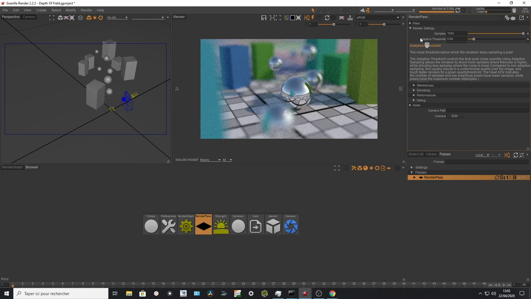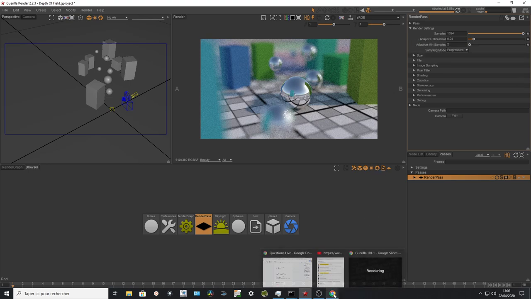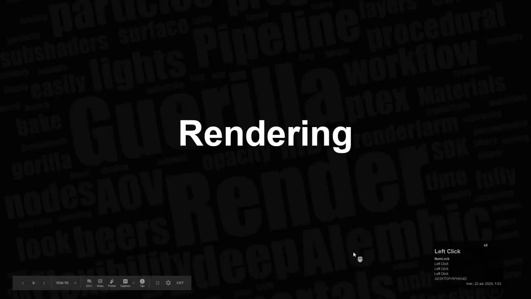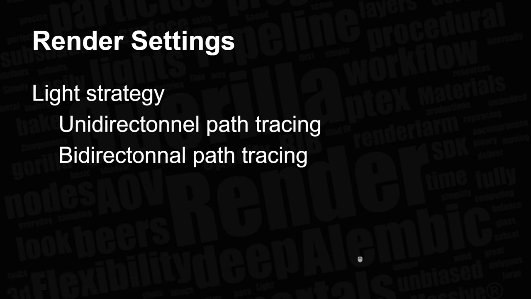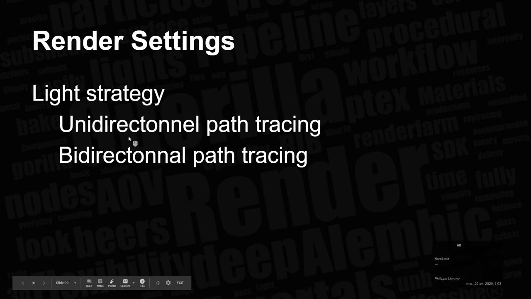Guerilla is a path tracer. It can also be a bidirectional path tracer. If you're interested in that, please visit another video I made about bidirectional and unidirectional path tracing. I explain everything and you can see how it works. But in this case, we're going to keep it simple and stick to the first case. We're going to work with the unidirectional path tracer.